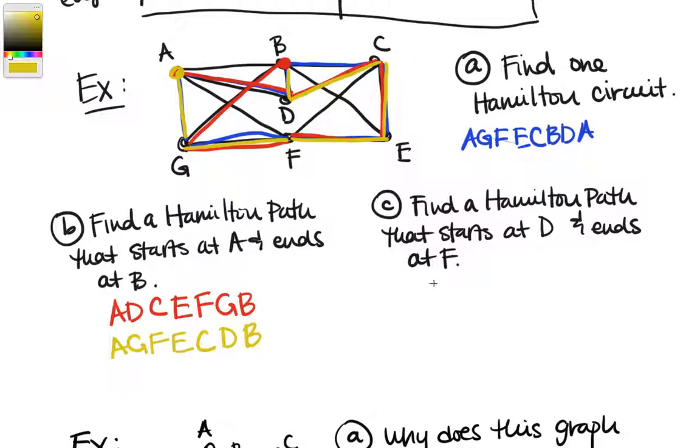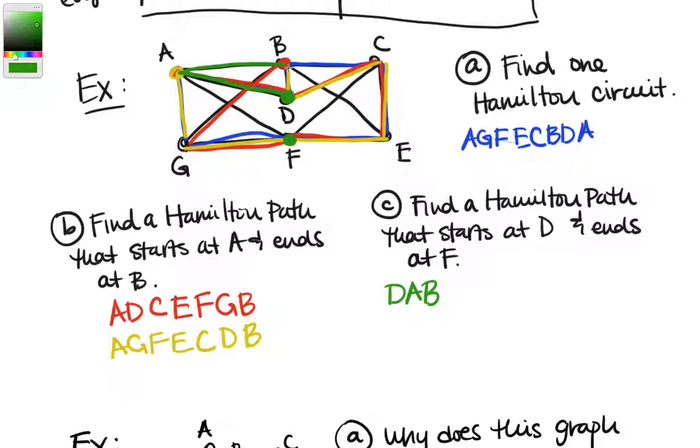Okay, so part C, we want to find a Hamilton path that starts at D and ends at F. All right, so from D we have several options. We can go up to A, up to B, or up to C, and I am going to choose to go over to A. And now from A, we've got several options again. We can go down to G or over to B. Let's go over to B.